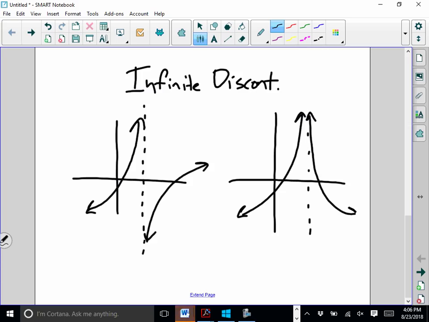Infinite discontinuities occur at vertical asymptotes, where the left-hand and right-hand limits are infinite, not numerical, like in a jump discontinuity. So those are the three main types of discontinuities that we can have in a graph, and they're all just a little bit different, but in all cases, either the function is undefined at that discontinuity point, or it's defined differently than the limit.